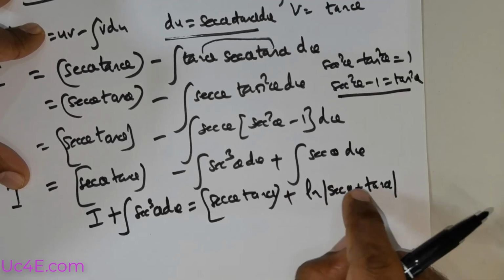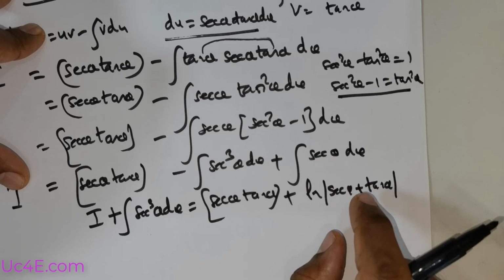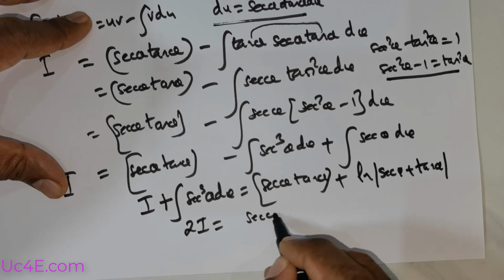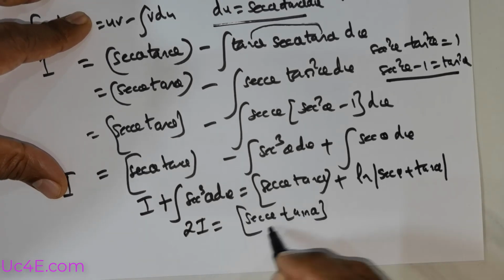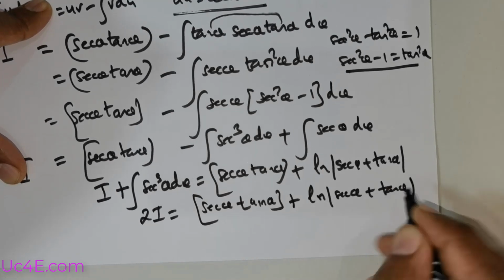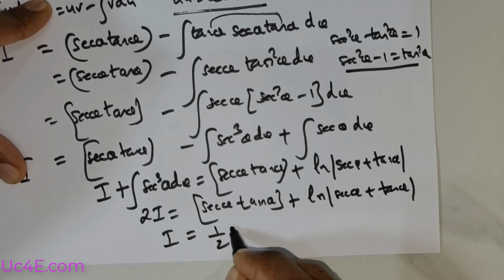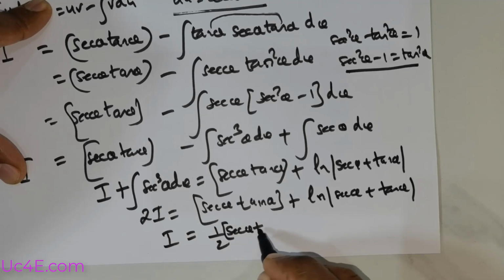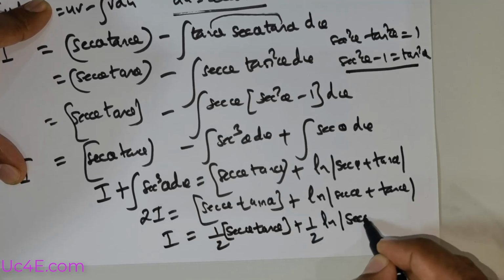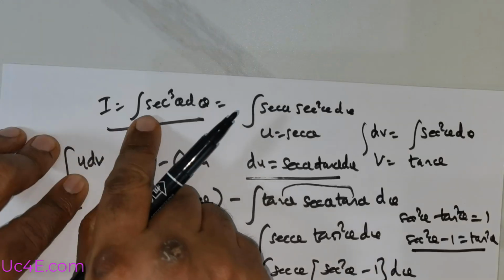If you're not sure that this produces this, I put a link of how exactly to evaluate this. Please watch that. Now this is I, so this is 2 times I is equal to secant theta tan theta plus ln modulus secant theta plus tan theta. Now push this 2 down, so this is going to be 1 over 2 times secant theta times tan theta plus 1 over 2 times ln modulus secant theta plus tan theta. So this is for secant cube theta.